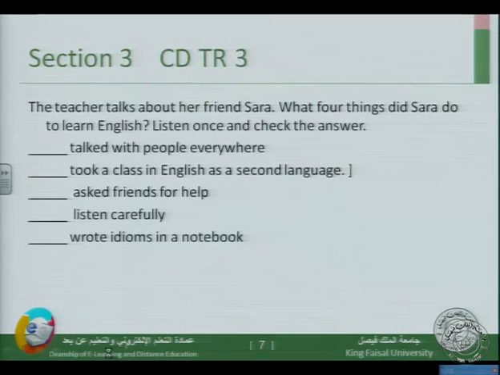Okay, let's move on. In section 3, the teacher talks about her friend Sarah, or Sarah. So she will mention 4 things that Sarah does to learn English. Let us listen and check the answers. Listen, please.